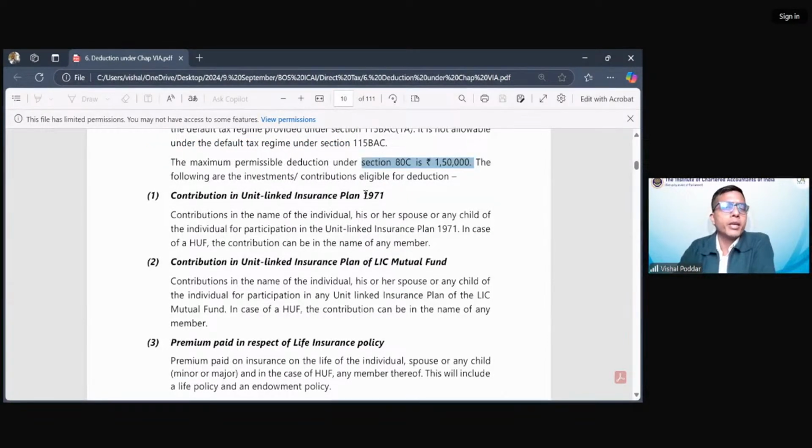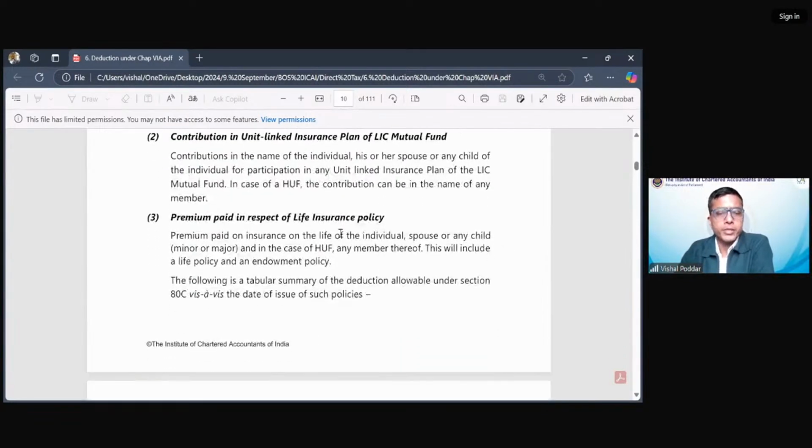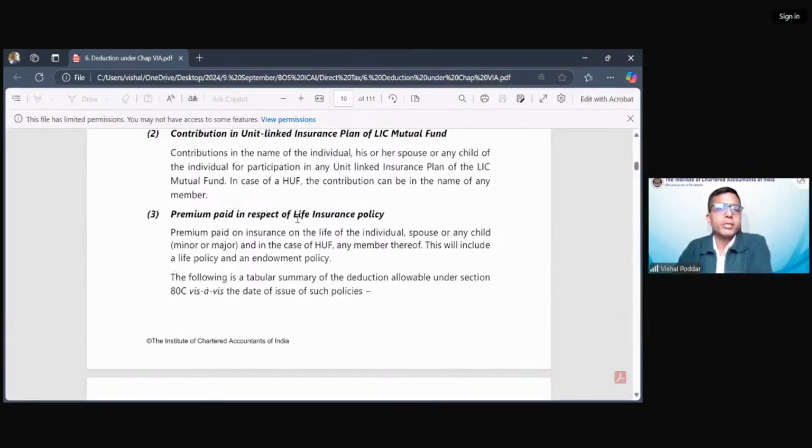What are these payments? Contribution to unit linked insurance plan, contribution to unit linked insurance plan of LIC mutual fund. So both these are insurance linked plans. You can simply remember ULIP. So contribution to ULIP. Next, premium paid in respect of life insurance policy. This is the most important one because this is most commonly asked also.